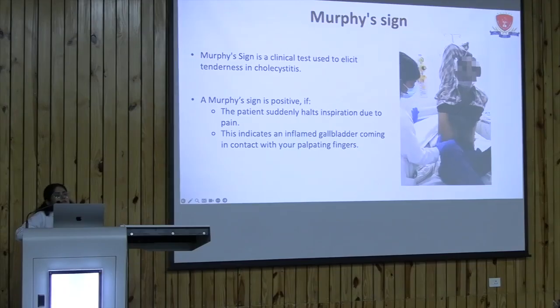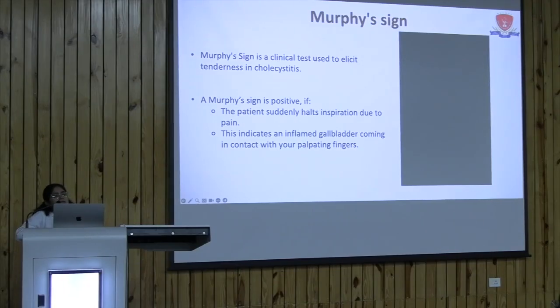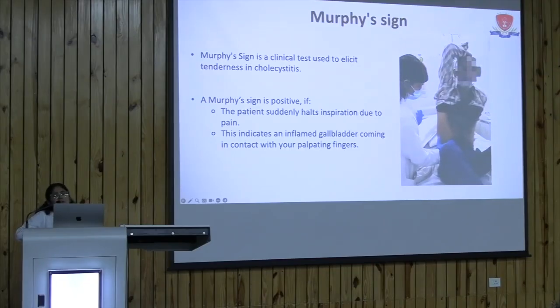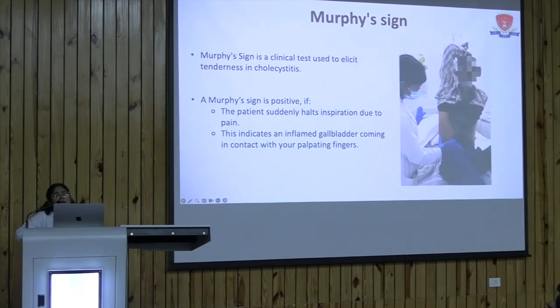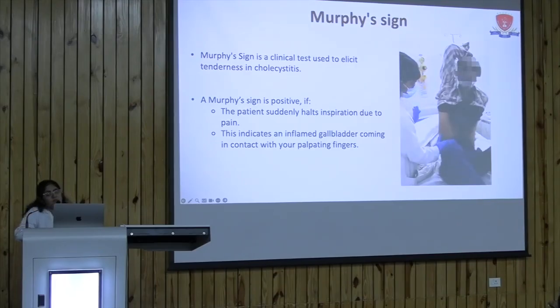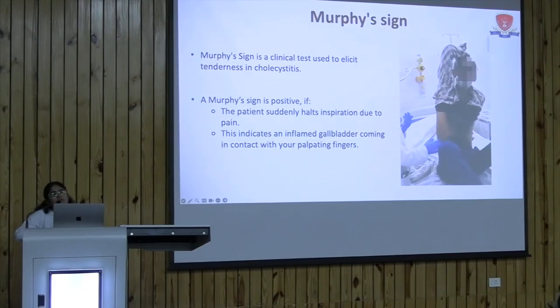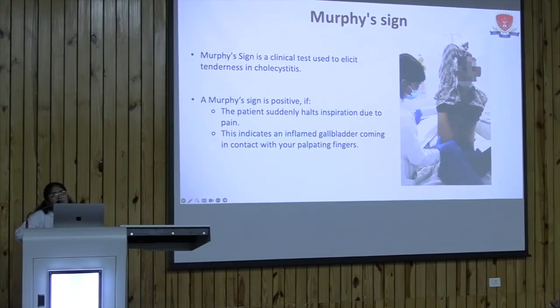Murphy's sign. It is a clinical test used to detect tenderness in cholecystitis. Place the right hand just below the right costal margin on the lateral border of the right rectus and apply moderate pressure with fingers. It is considered positive when the patient suddenly halts inspiration due to pain. This indicates an inflamed gallbladder coming in contact with your palpating fingers.